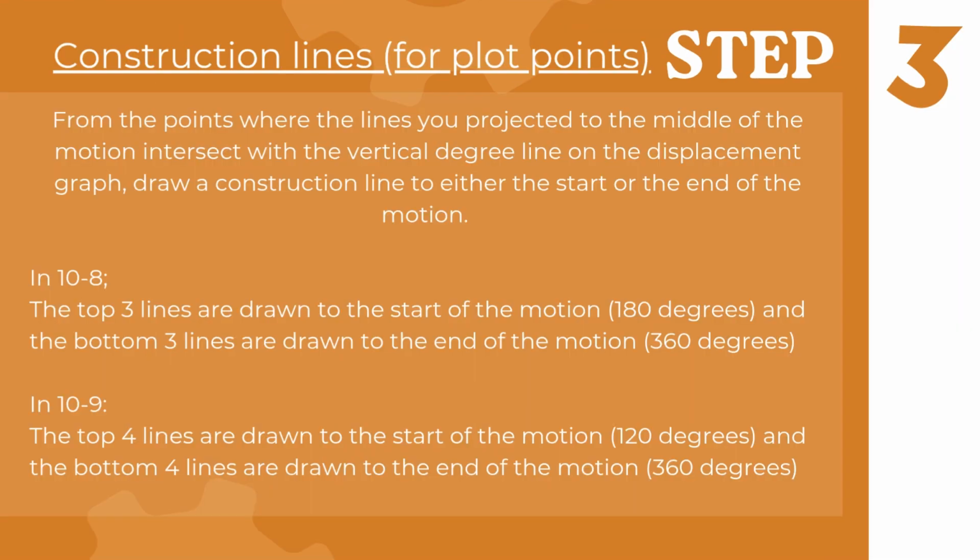Step 3. Construction lines. From the points where the lines you just projected to the middle of the motion intersect with the vertical degree line on the displacement graph, draw a construction line to either the start or the end of the motion. In 10.8, the top 3 lines are drawn to the start of the motion at 180 degrees, and the bottom 3 lines are drawn to the end of the motion at 360 degrees. In 10.9, the top 4 lines are drawn to the start of the motion at 120 degrees, and the bottom 4 lines are drawn to the end of the motion at 360 degrees.